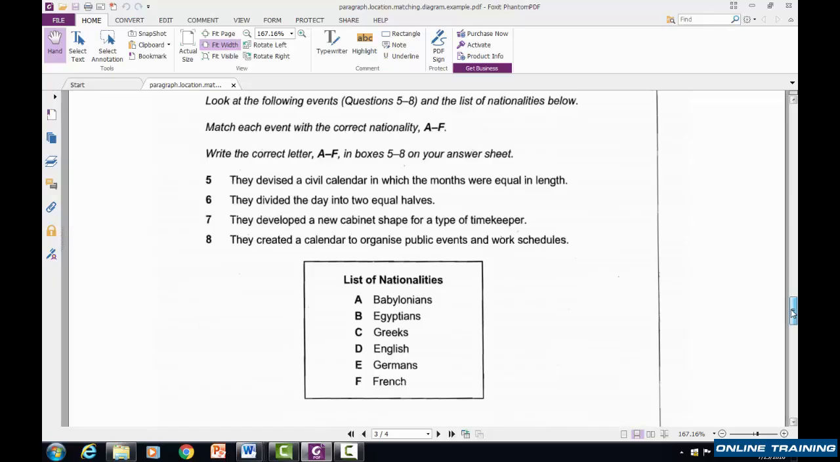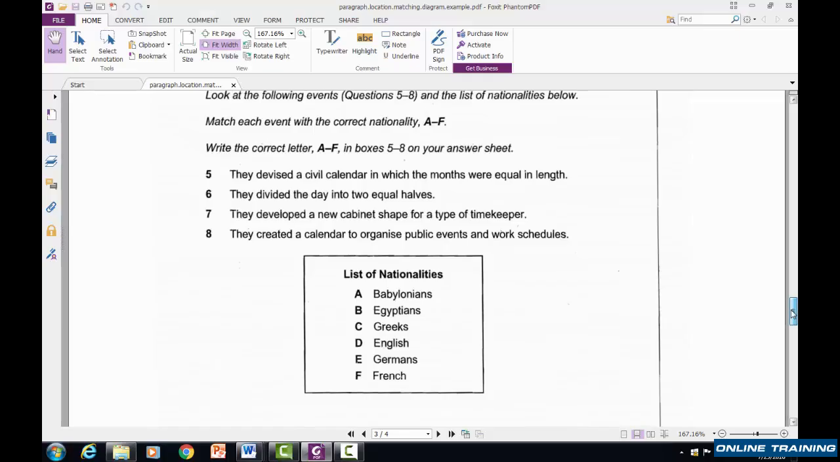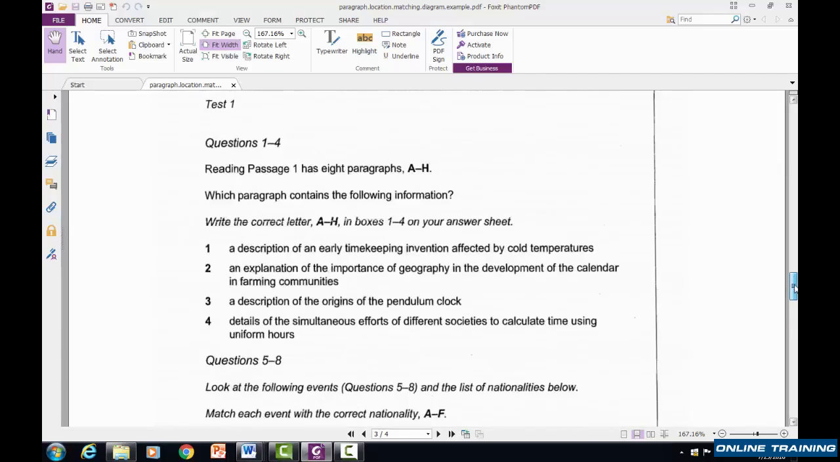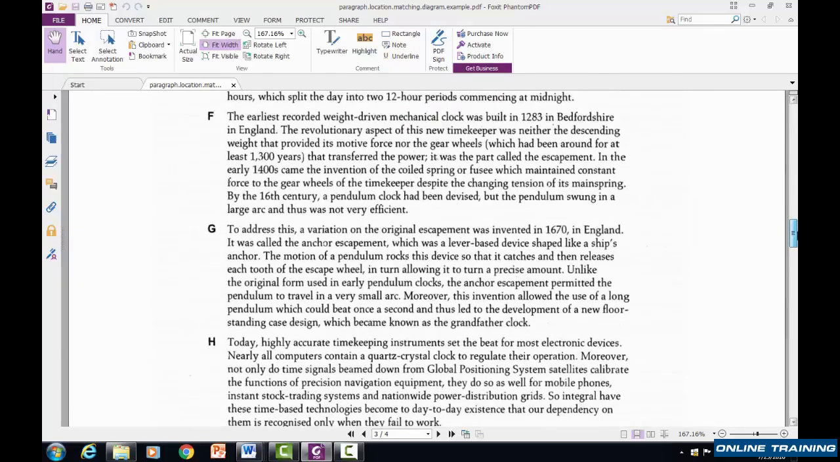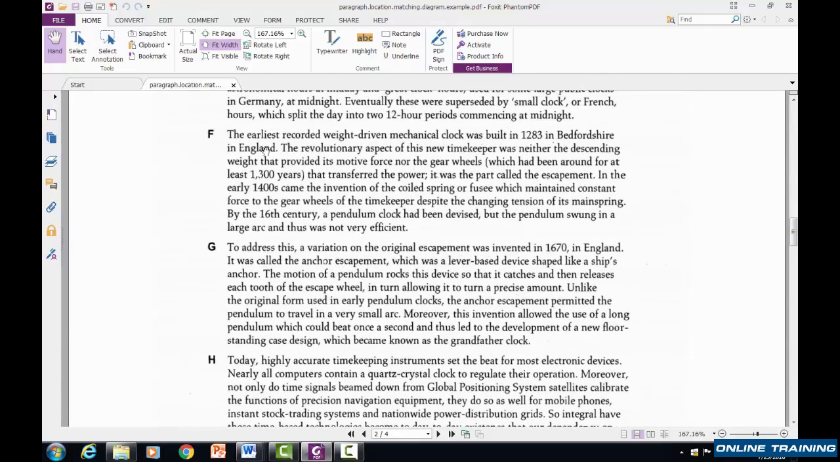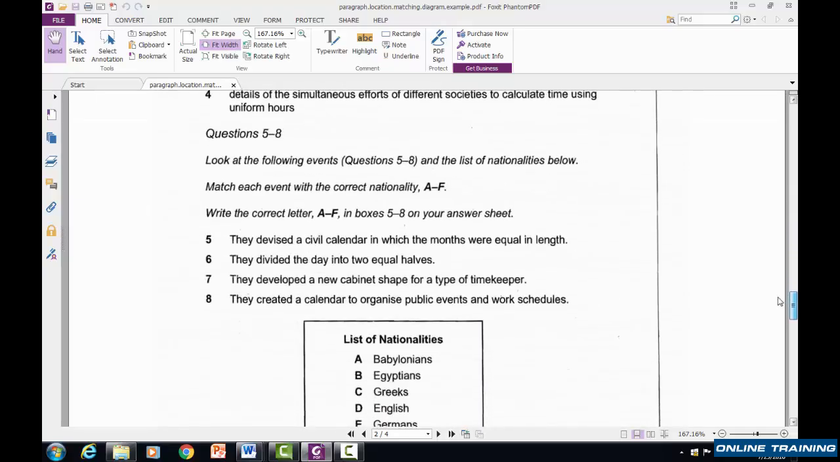And then number 7, we know it's going to be English because we've seen everybody else. Develop a new cabinet shape. And right here we see England. So we're talking about the English. All right. The earliest recorded weight-driven mechanical clock was built in 1283. The revolutionary aspect of this new timekeeper was neither the descending weight that provided the motive force nor the gear wheels. So it's talking about building a clock with the English. So we know that the correct match for number 7 is English, which is D.